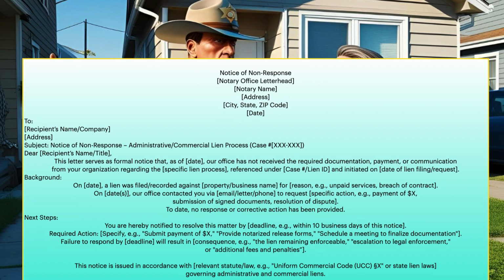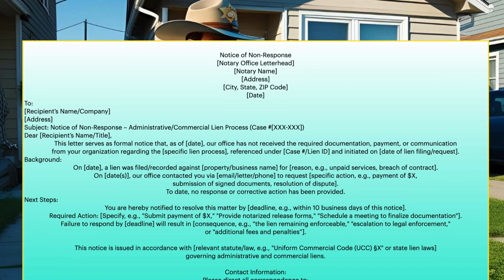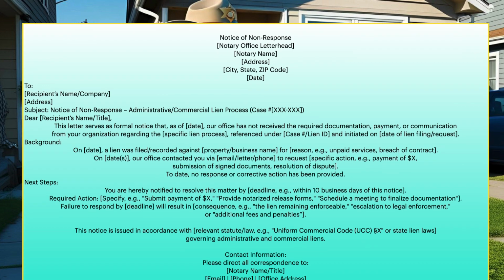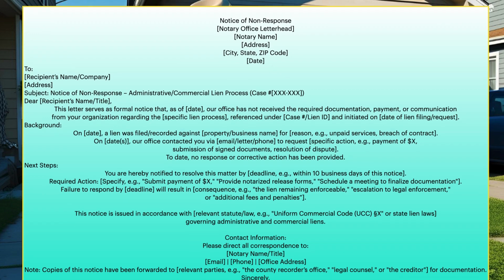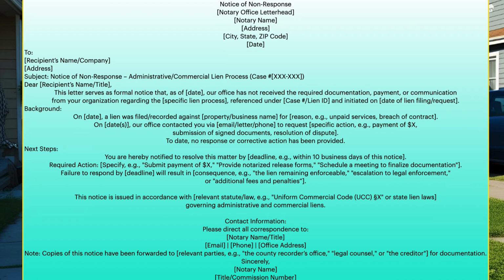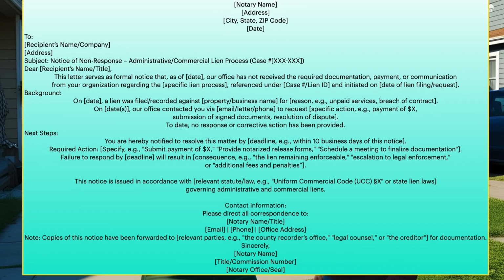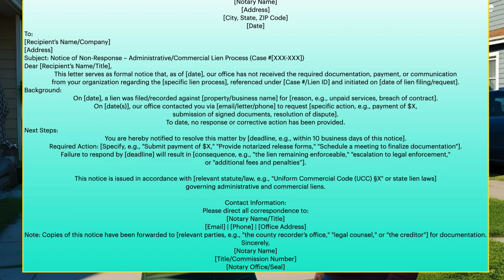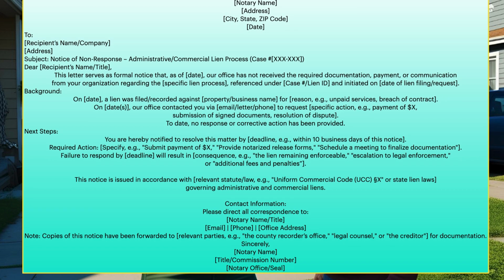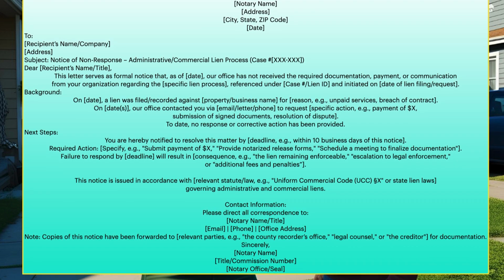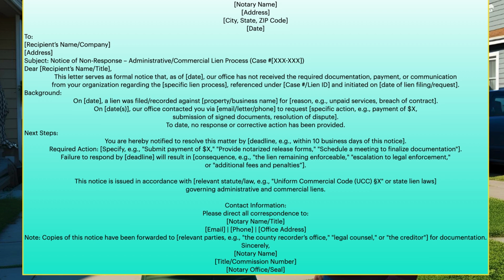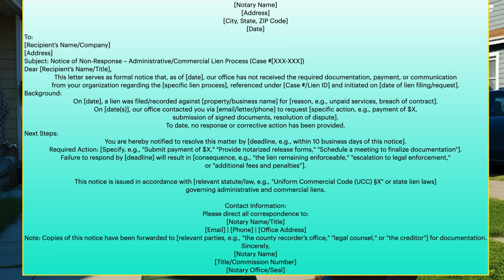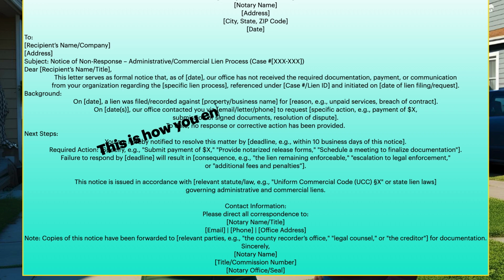Dear Bank Representative, this letter serves as formal notice that as of such and such date, our office has not received the required documentations, payment, or communication from your organization regarding the specific lien process or case number and sent on such and such date. Background: on such and such date, a lien was filed, recorded against the property, or a letter was sent asking you for the book entries, or whatever it is you want to ask them. Figure out what questions you want to ask them that they don't want to answer.